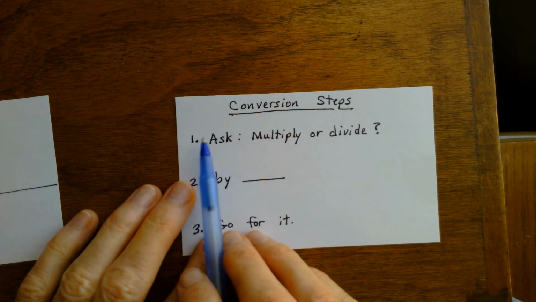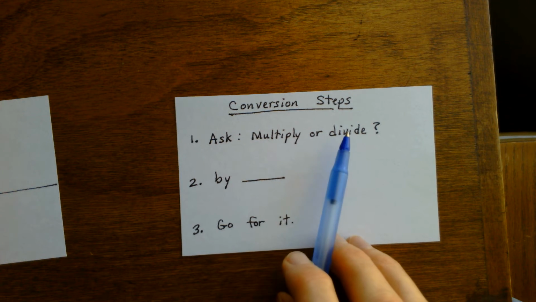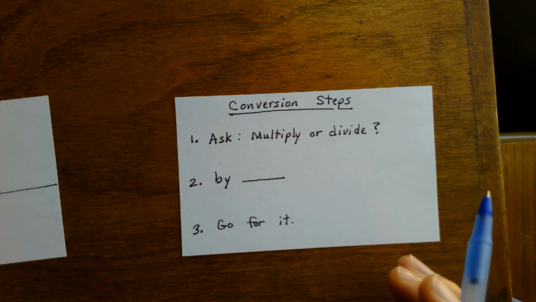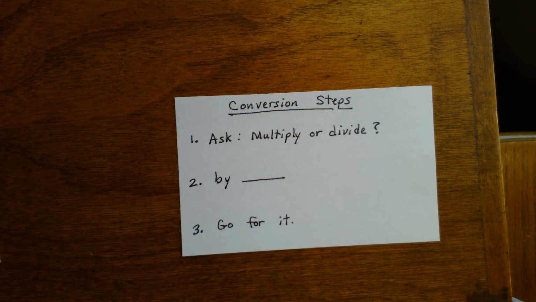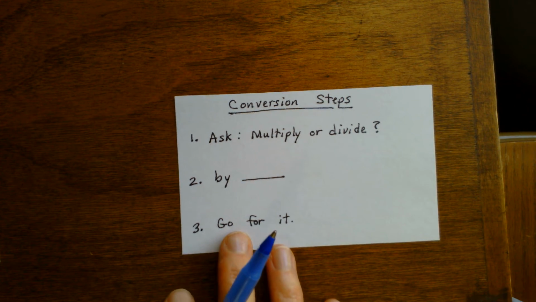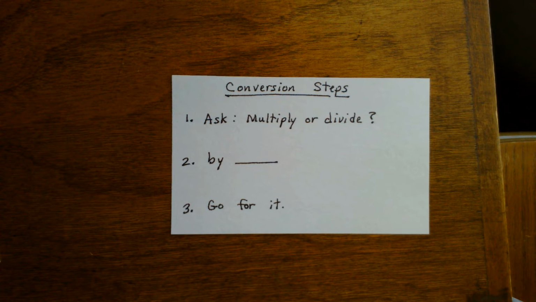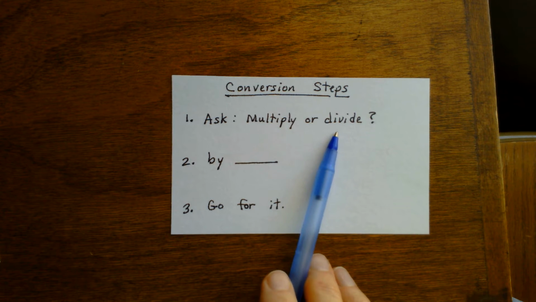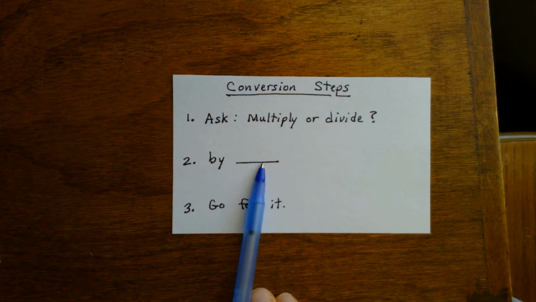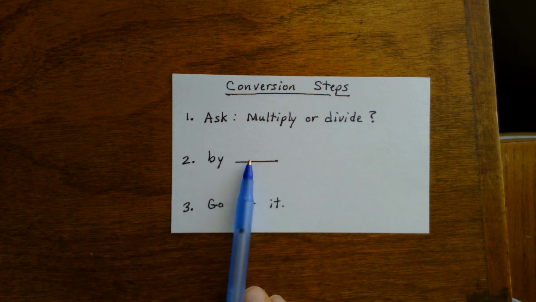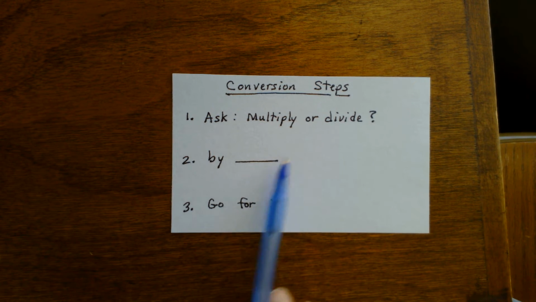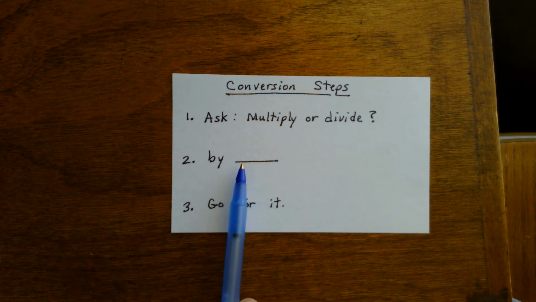So that's all it is in number 1. Just ask, am I going to multiply or divide? I'm going to divide if it's smaller to larger. And then step 2, say, okay, divide by how much? So this is where you may have to look back in your book if you don't have it memorized. Some things I bet you have memorized, like there's 12 inches in a foot, right? So if you're going from inches to feet, you're going to divide by what? Divide by 12. Or if you're going from feet to inches, you're going to multiply by 12 because you're going from larger to smaller.